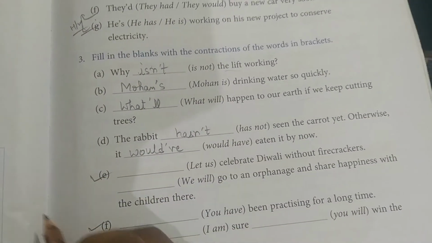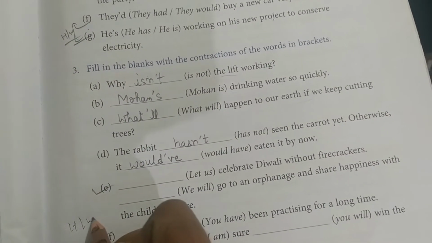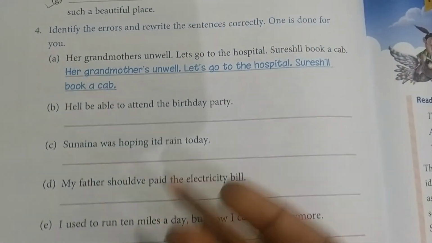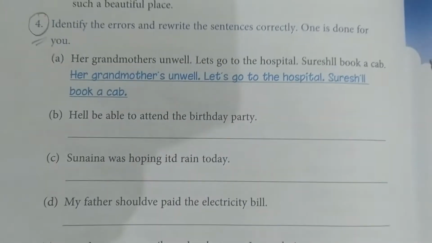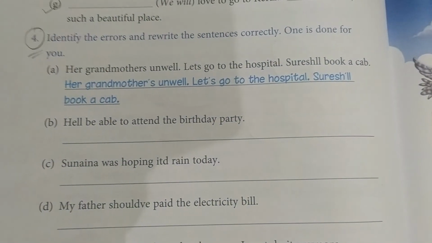So you will do D part, E and F in your homework in the same way. Yes, and G part is also there. This also you will be doing as homework. Now question number 4 is left, that we can do in the next class. Thank you.